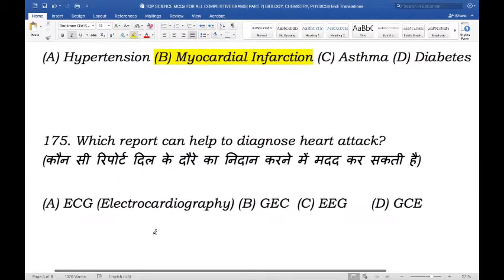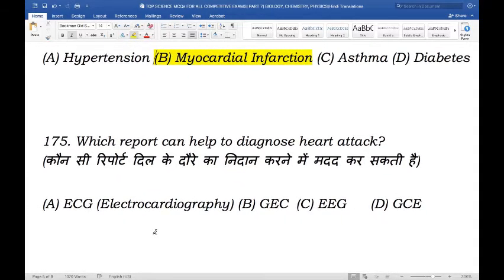Other symptoms may include discomfort that may travel into the shoulder, arm, back, neck, or jaw. Moving on to the next question. Which report can help to diagnose heart attack? Is it A, ECG, B, GEC, C, EEG, or D, GCE? So which report can help diagnose heart attacks? And the right answer here is A, ECG. Electrocardiogram records electrical activity of the heart at rest, providing information about heart rate and rhythm.